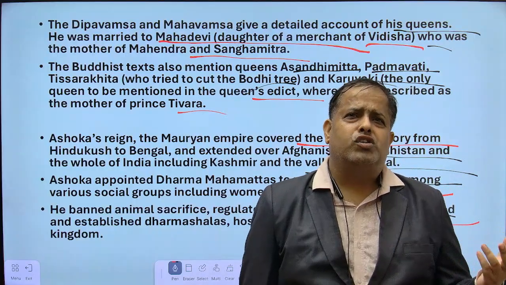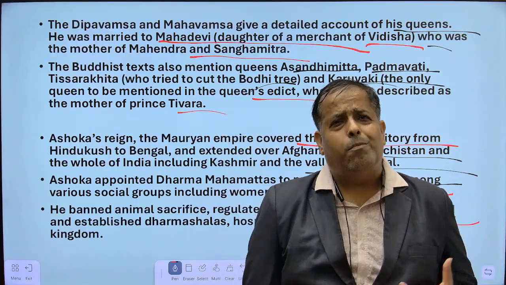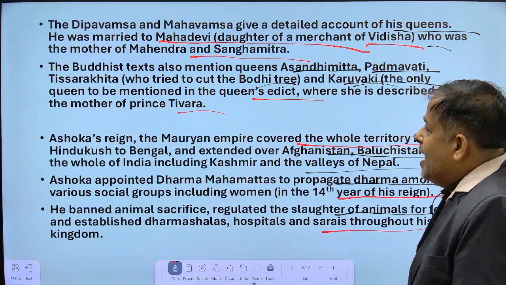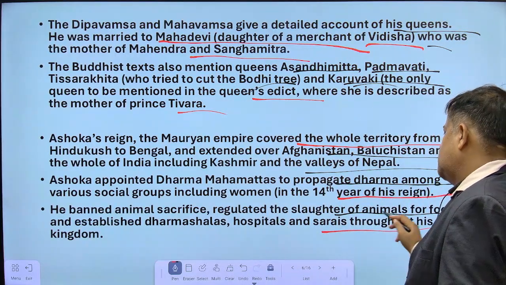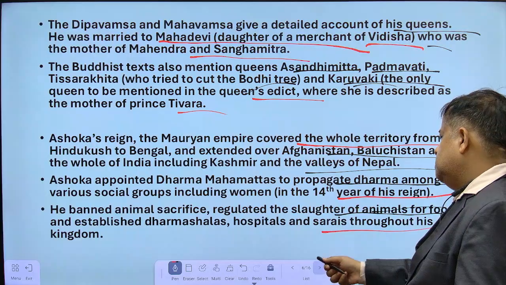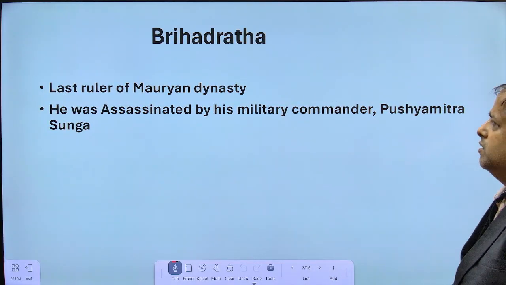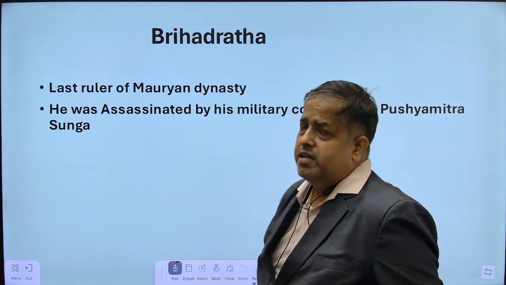So here the question arises, why do we not talk much about Ashoka? He banned animal sacrifice, regulating the slaughter of animals. Okay, you have to focus on all these things. After that, beta, Brihadratha. After that, beta, what happened?